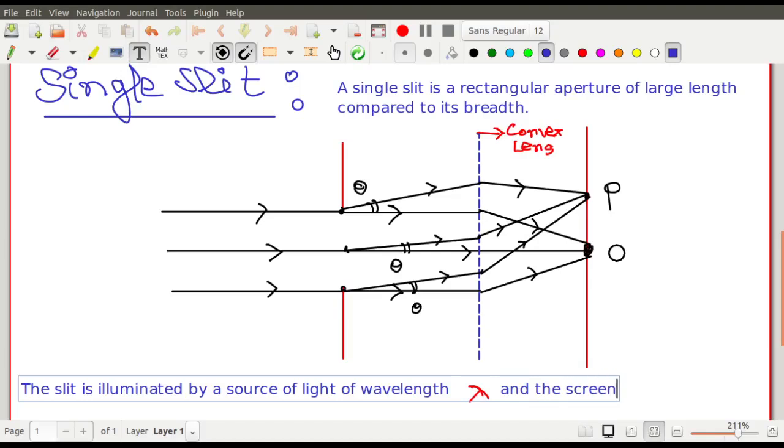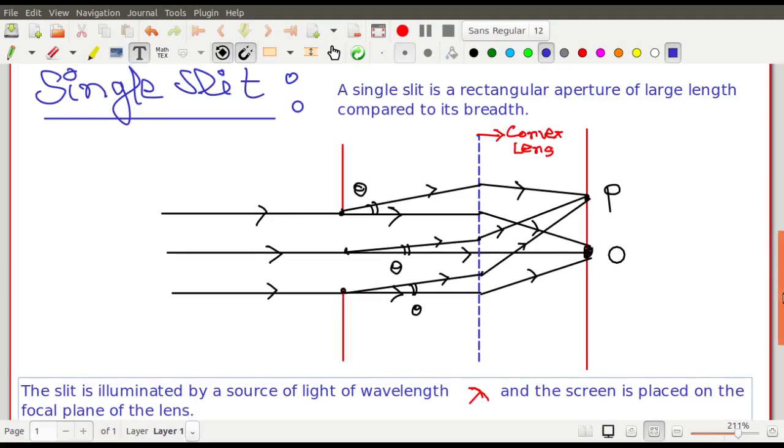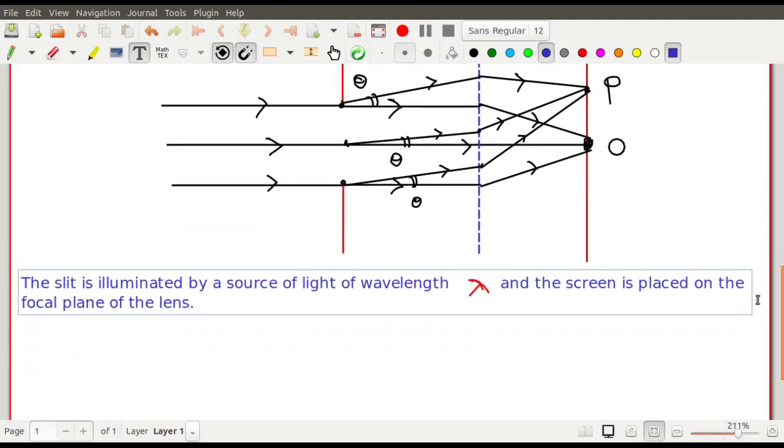And the screen is placed, কোথায় প্লেস করেছে বলো তো স্ক্রিনটা? On the focal plane. The screen is placed on the focal plane of the lens. যেরকম তুমি পড়েছিলে না ইন্টারফারেন্সে localized at infinity, so same that type of things. The image is localized at infinity and you bring it at this focus. And the screen is placed on the focal plane of the lens.